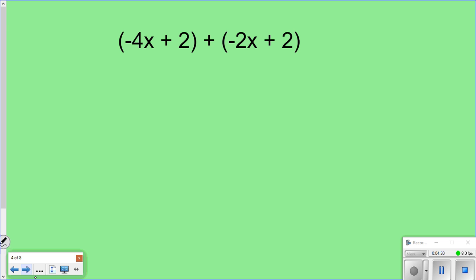Okay, so if I have negative 4x plus 2 plus negative 2x plus 2. Some of you can do it in your head, fine. Anybody want to share their answer? You want to share your answer, McKenna? Negative 6x plus 4. That is right. Negative 6x plus 4.